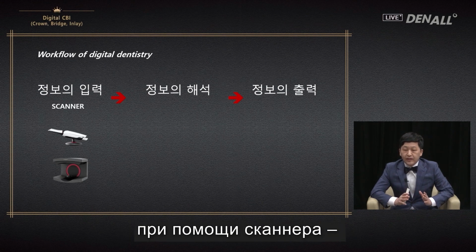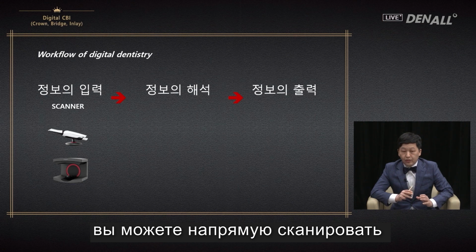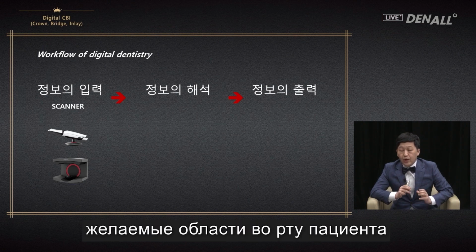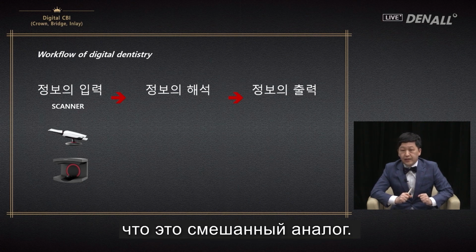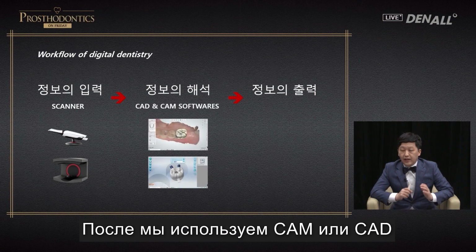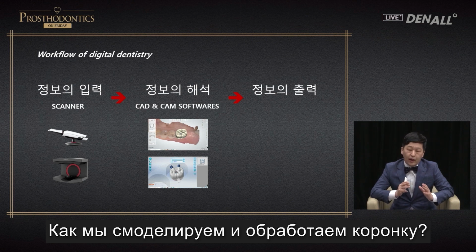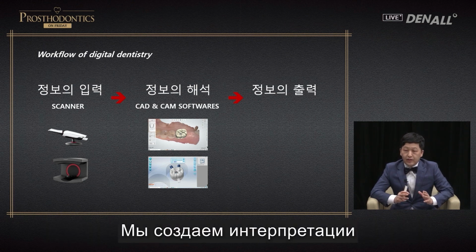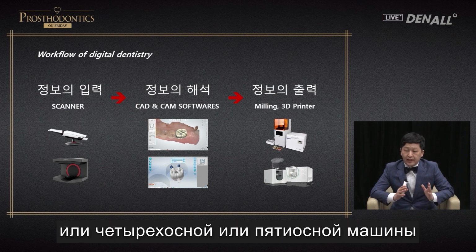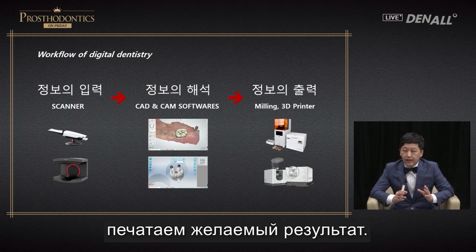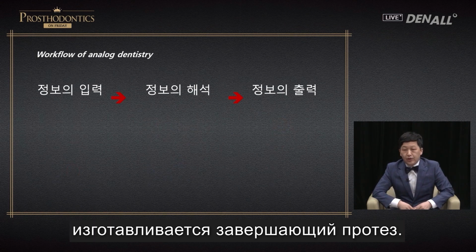Information is gained from a scanner, an oral scanner, or a model scanner. Using an oral scanner, you can directly scan the desired areas within the patient's mouth, and with a model scanner, you scan the model, so you can say that a bit of analog is mixed within it. Afterwards, we use a CAD or CAM program to interpret. How are we going to design and process the crown? We make interpretations on this, and based on it, using a 3D printer or a 4 or 5 axis machine, the desired outcome is then printed out. Using these processes, the final prosthesis is fabricated.